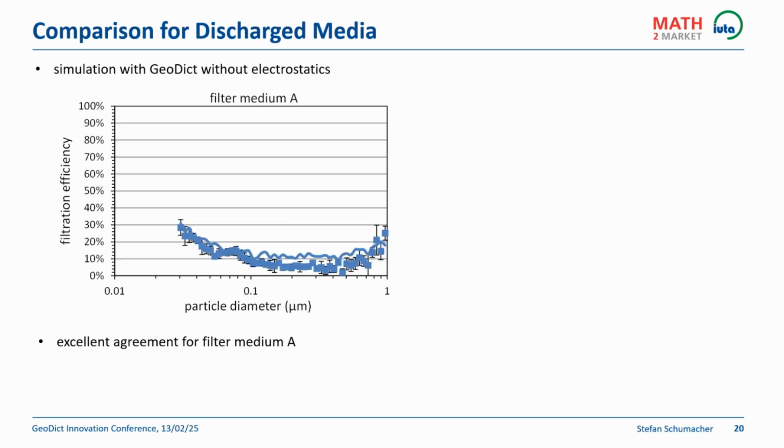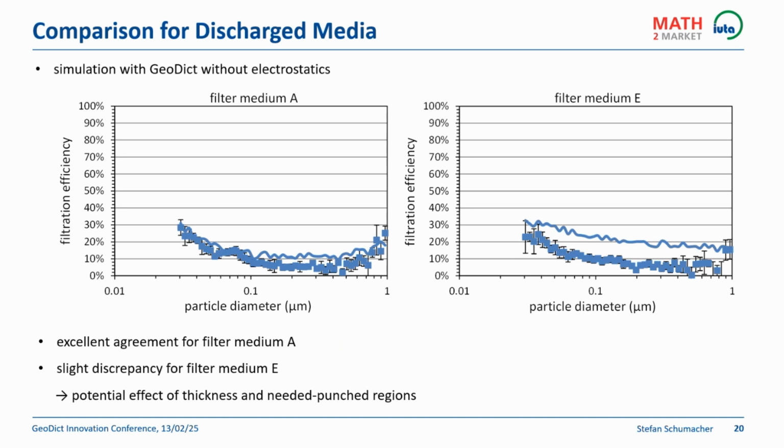Okay, so we did simulations for these 2 filter media, and what you see here in the dots are the experimental values for the discharged filter medium, and the blue line is the model curve, so it fits very well for the filter medium A. So that's just the mechanical part. For the filter medium E, it fits a bit less well, and this could be caused by the effects I mentioned before, so thickness variations or these different regions from the needle punching. But in general, we are also here in the right range.